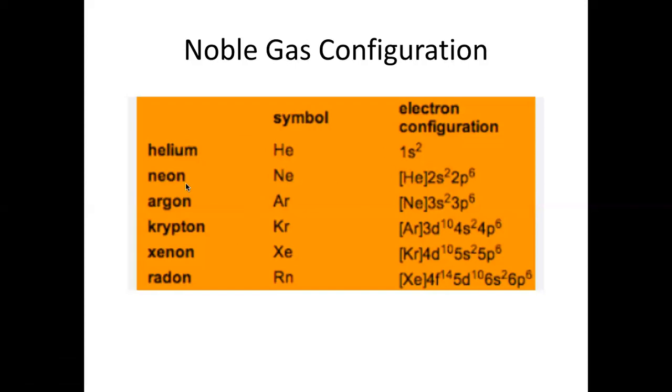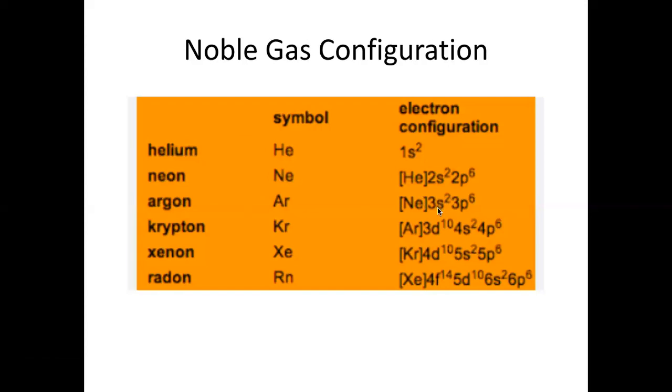For neon, using a shortened electron configuration, we can focus on the second energy shell, which has the s orbital and p orbital. The s orbital is full with its 2 electrons, and the p orbitals are full with 6 electrons, which is a total of 8. So this trend can be found throughout the rest of the noble gases.